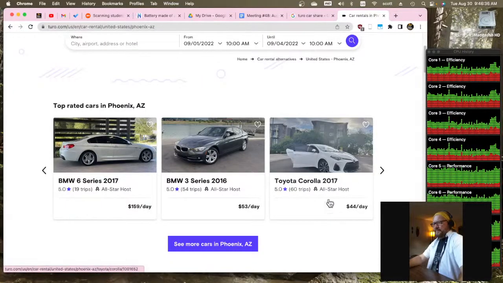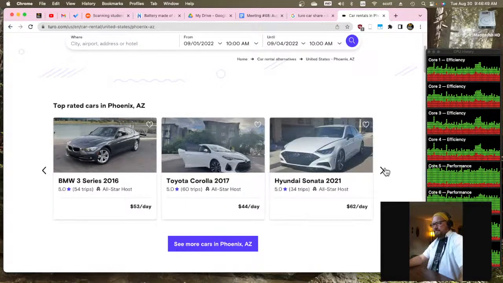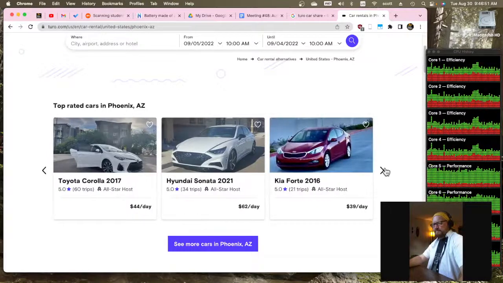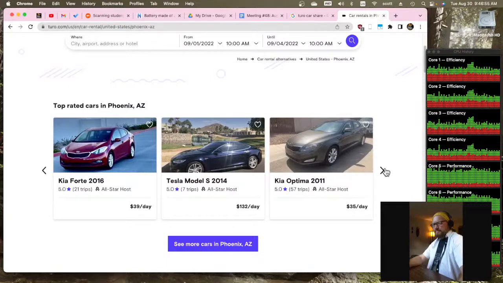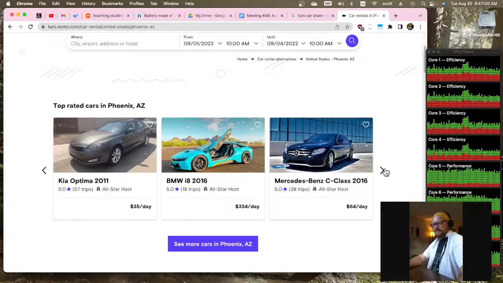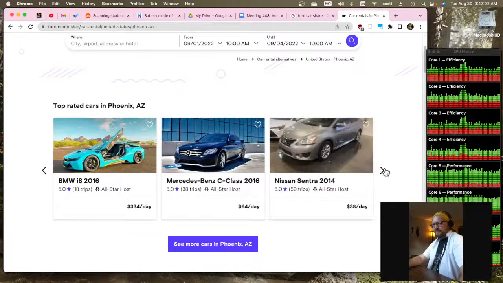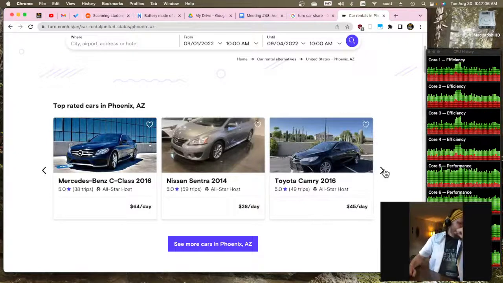Great. Look at this. In Phoenix, Arizona, I can rent a BMW 3 Series 2016 for $53 a day. Nice cars. My sister and brother-in-law ended up with a Honda Civic. How, I don't know, but they had to put his golf clubs in the back seat. But they said it was a very nice car.